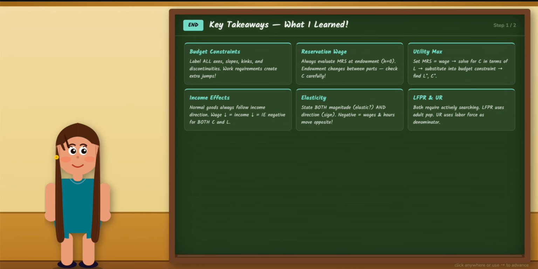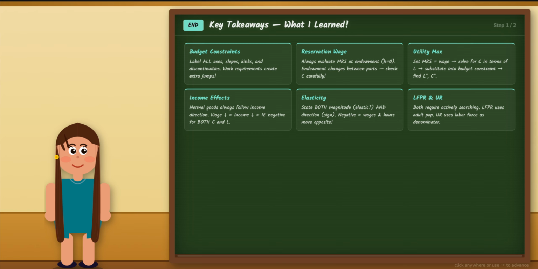And to wrap up, here are the 6 most important things I learned from this assignment. First, for budget constraints, always label every axis, slope, intercept, kink, and discontinuity. Work requirements create extra features. Show both the jump up when welfare starts and the jump down at the income cutoff. Second, for reservation wages, evaluate the marginal rate of substitution at the endowment point, where H equals 0. Make sure that you're using the correct consumption value at that point because it changes between parts.